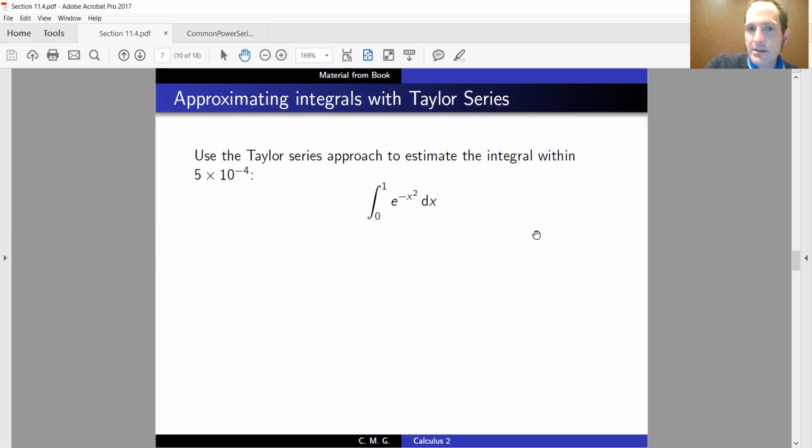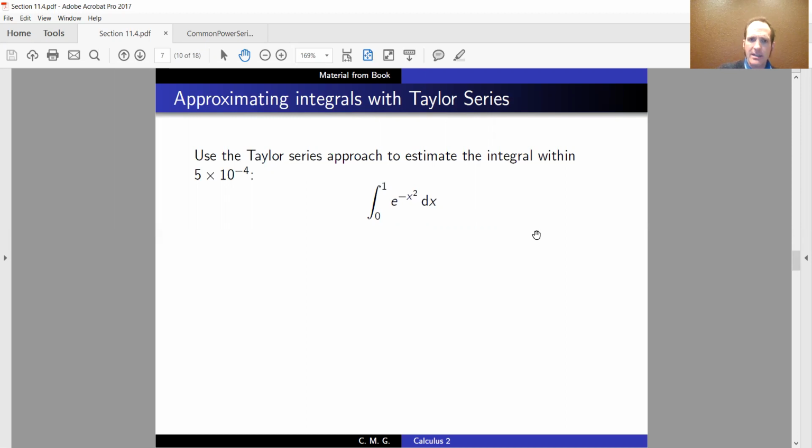So the last thing we want to talk about is how do I find integrals using these Taylor series expansions? One of the problems you might be asked to do is use the Taylor series to estimate the integral within 5 times 10 to the negative 4th. What you want to do is go through and figure out, using the Taylor series, what the integral is going to be, and then use that series, whatever I get when I integrate the Taylor series, to find an estimate.